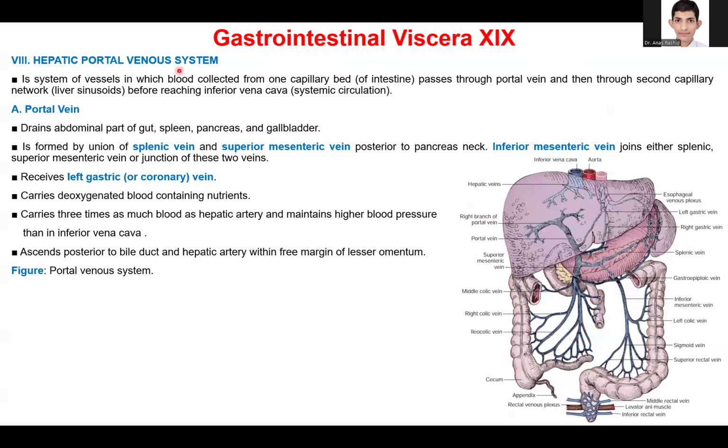Then we have the hepatic portal venous system. This system of vessels delivers blood collected from one capillary bed, the intestine, through the portal vein and then through a second capillary network, the liver sinusoids, before reaching the inferior vena cava, that is, the systemic circulation. The portal vein drains the abdominal part of the gut, spleen, pancreas, and gallbladder.